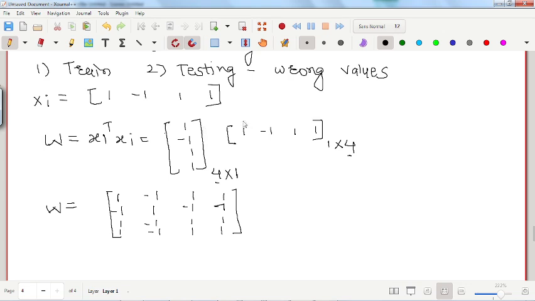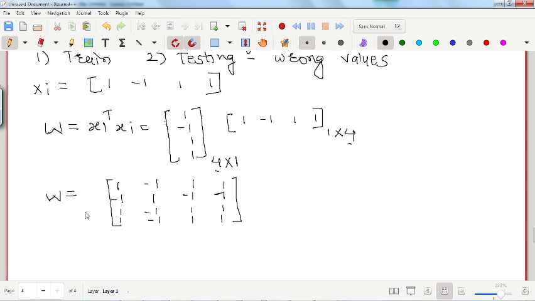Okay, first row, first column, first row, second column, first row, third column, first row, fourth column. This gives me the first row, and similarly -1 into all columns gives me the second row, third row into all the columns gives the third row, and fourth row into all the columns gives me the fourth. So this is the weight matrix where we updated all the required 16 weights. So the first part of the question is completed, that we trained the given neural network for the given input.